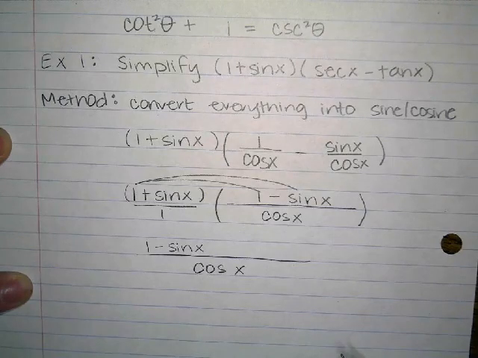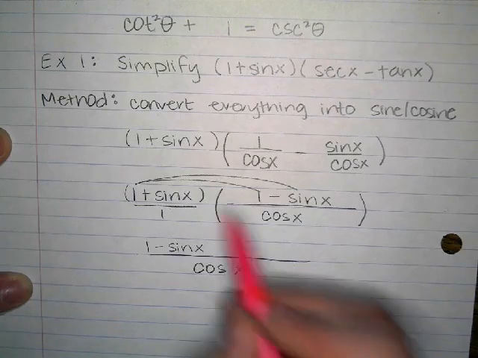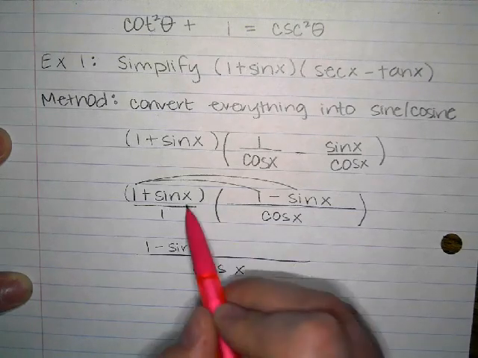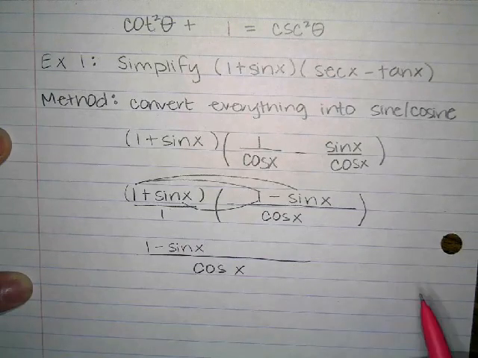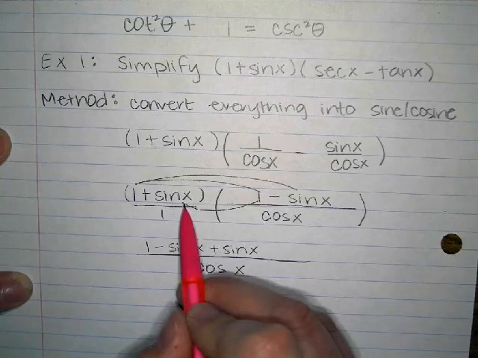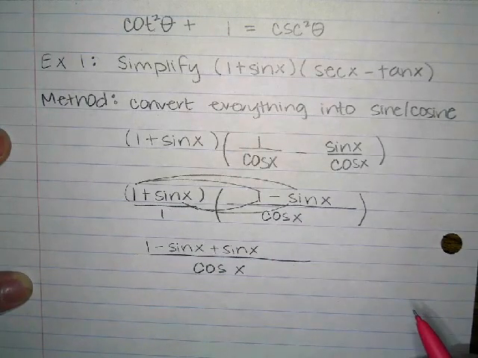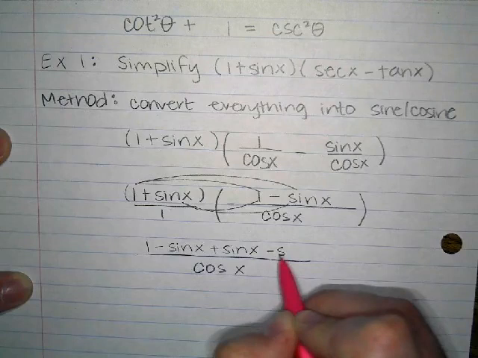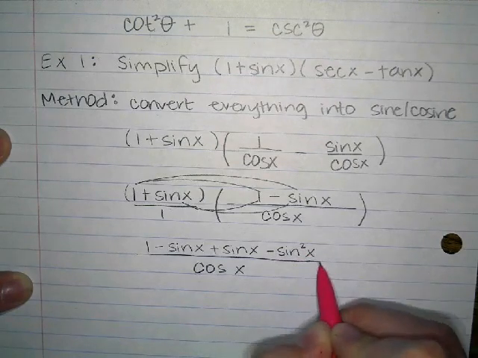Do you guys remember what that word is? It starts with a C. C-O-N-J. Conjugate. These are conjugates, yeah. Sine x times 1, so plus sine. And then positive sine times negative sine gives negative sine squared. Okay, so what happens with the two middle terms? They cancel out.